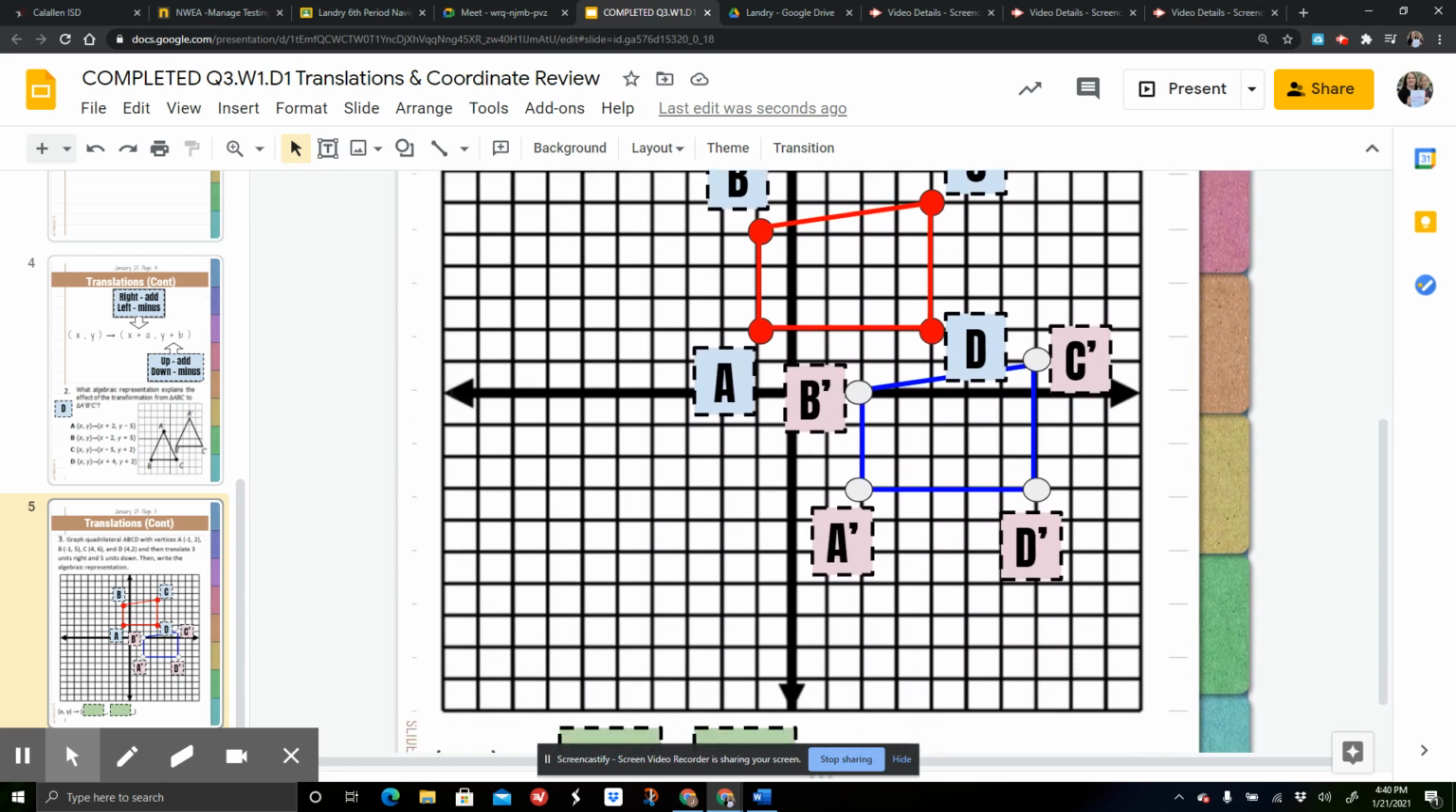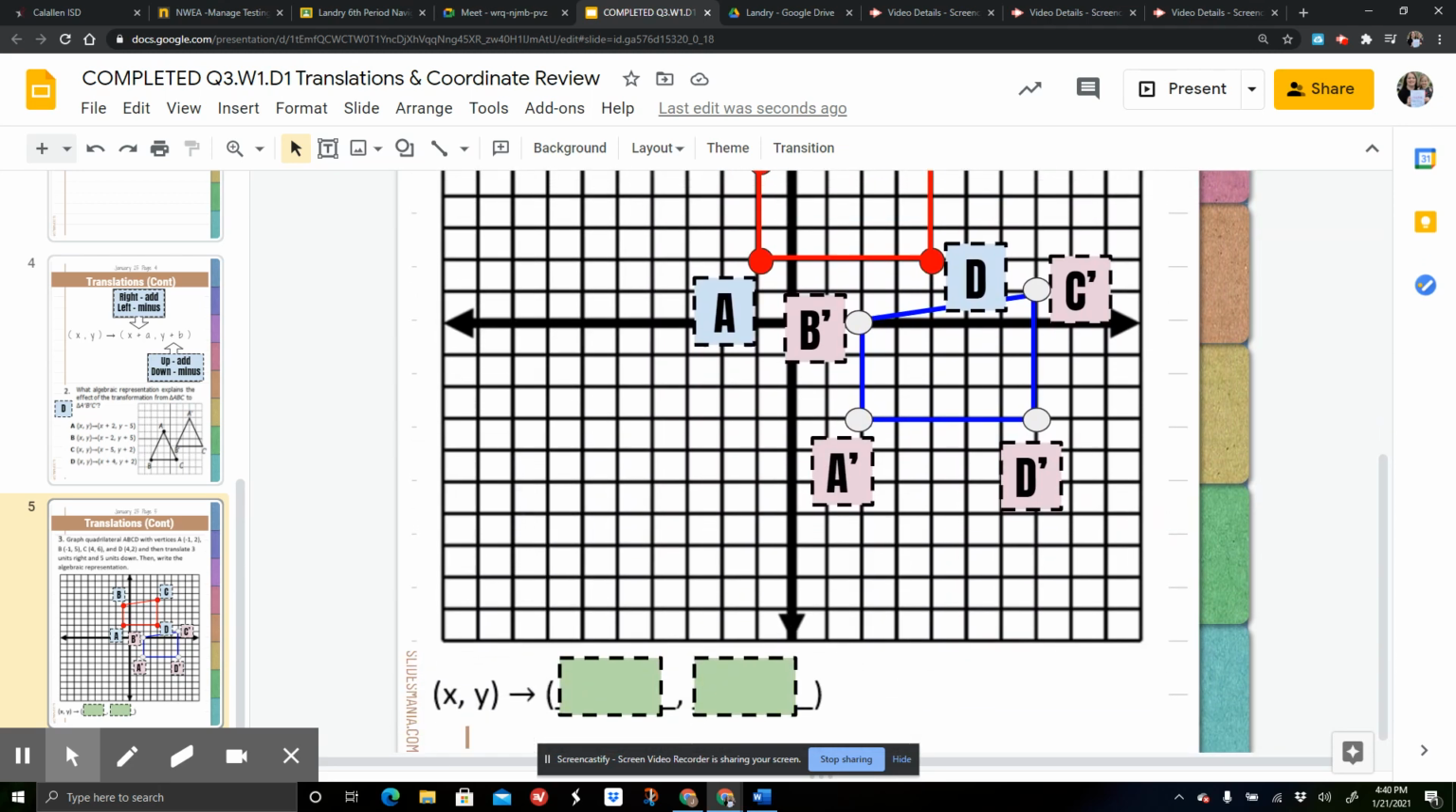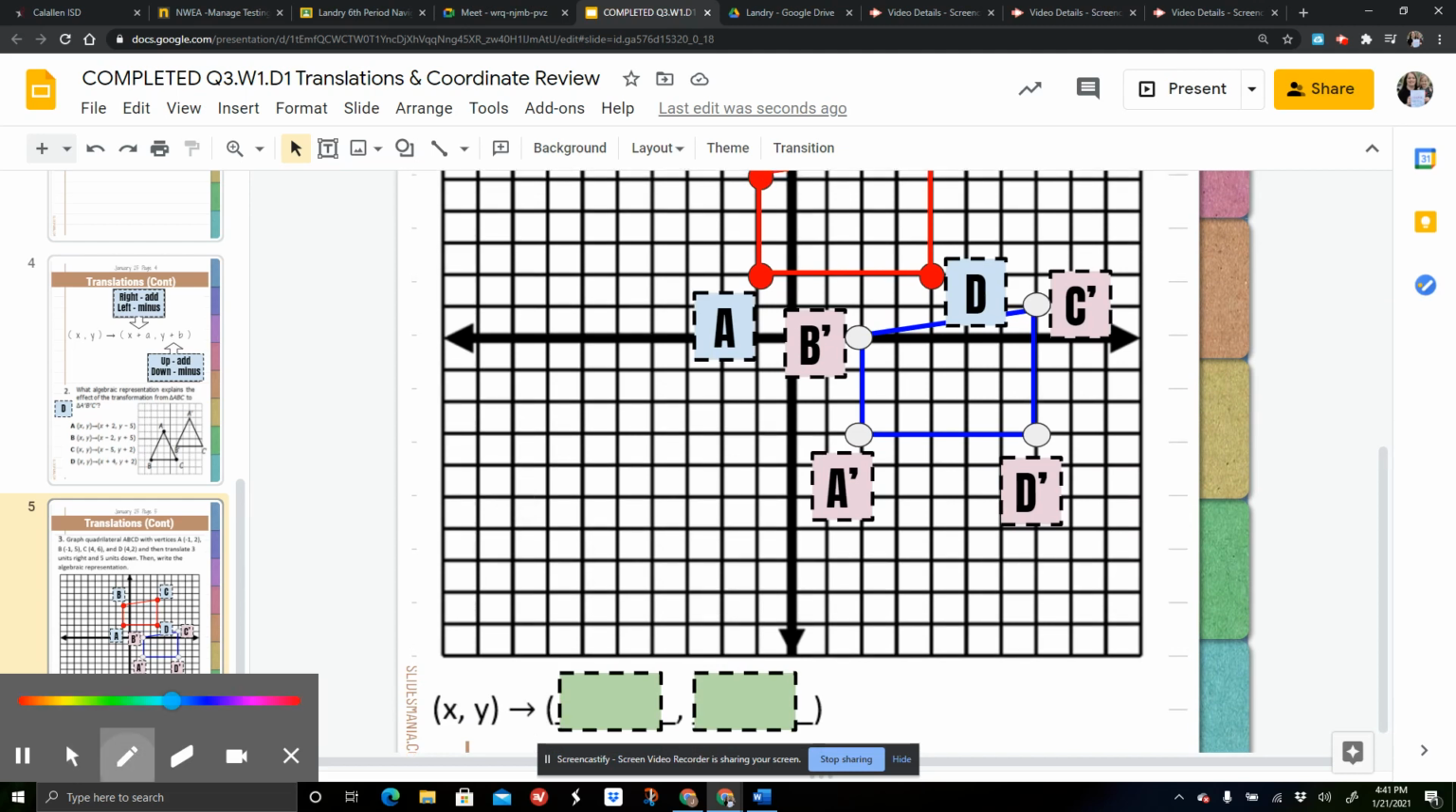We need to write the algebraic representation. So we need to figure out the rule. We need to figure out what's going on with the change. Of course, it always starts with x, y. We need to look at the change. So we're going to look at A.